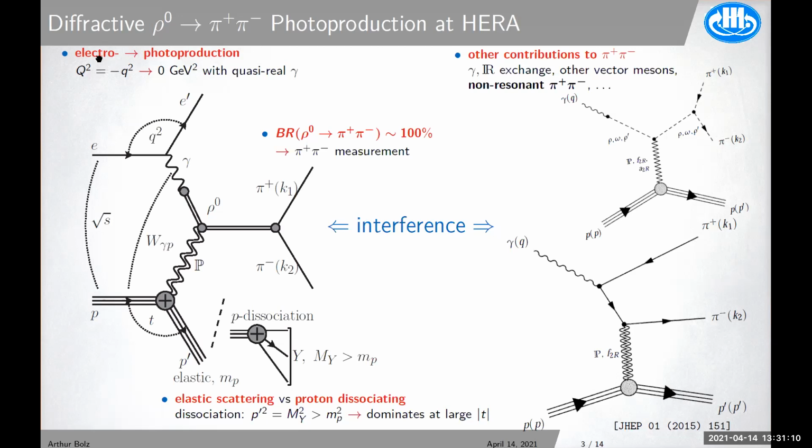The other problem is, of course, we use the electron at HERA as a photon source. So a priori, we get virtual photons. If we want to study the photoproduction regime, we need to go to very small virtualities Q squared, such that the photon becomes quasi-real and we can extract the photoproduction cross section from it. And finally, we need to distinguish between elastic and proton dissociative scattering, which are particularly challenging to separate experimentally.